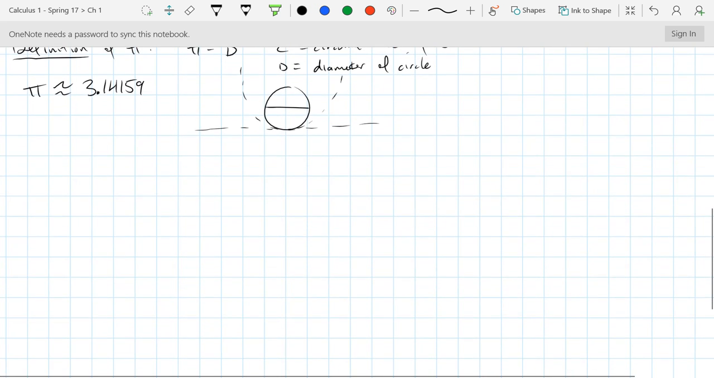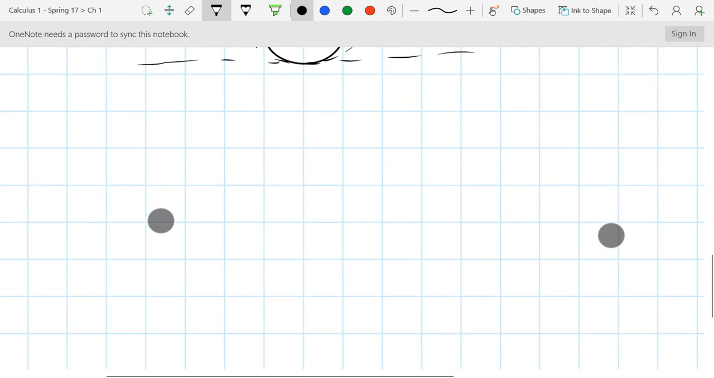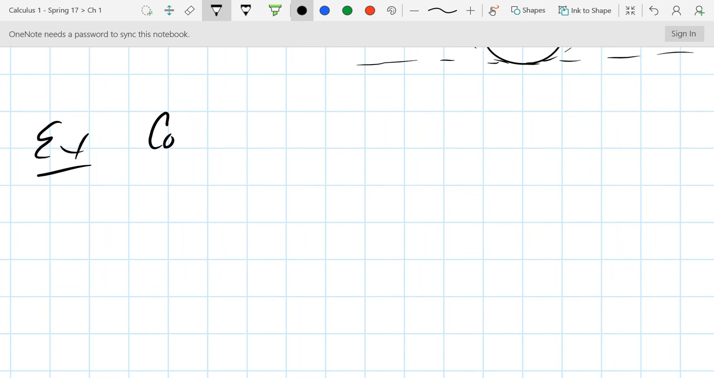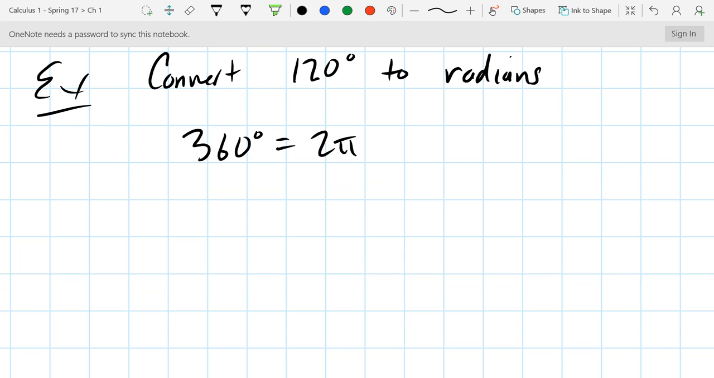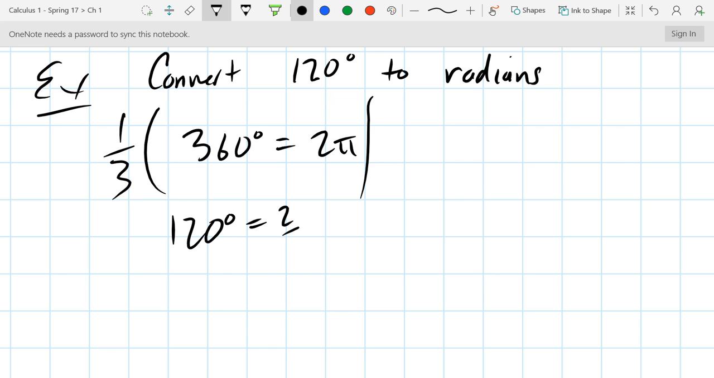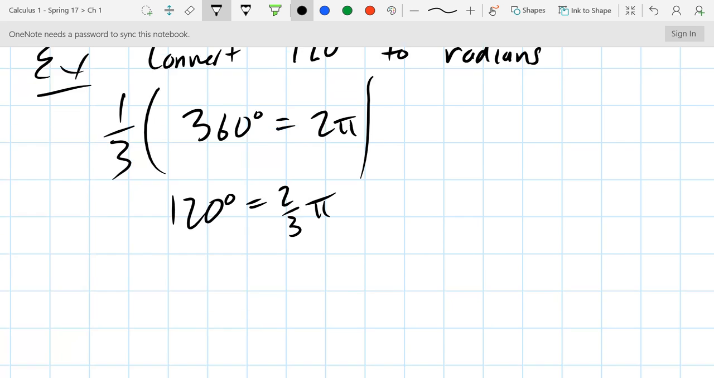And we'll do 120 degrees to radians. So we'll start with 360. And I need to turn this into 120, so we'll multiply by 1/3. So we get 2/3 pi, or 2 pi over 3.